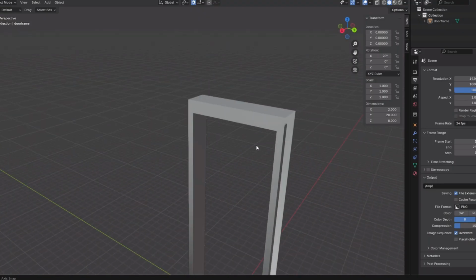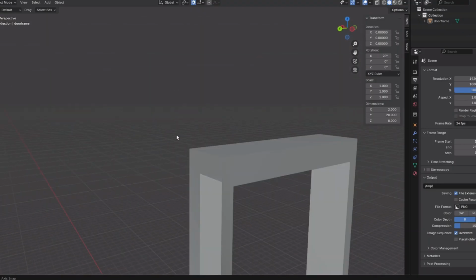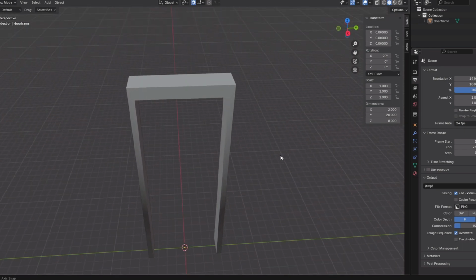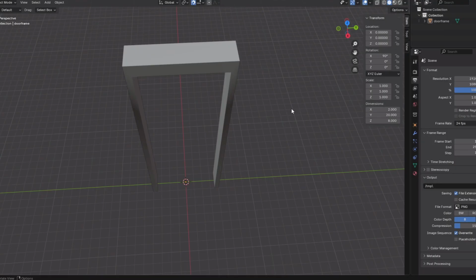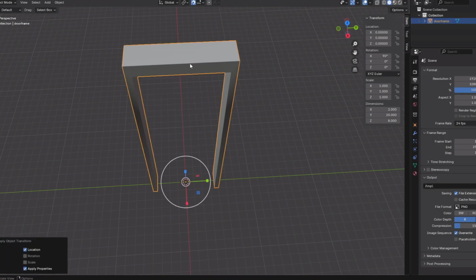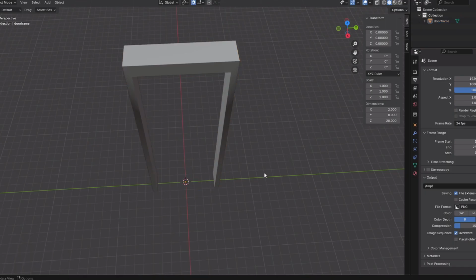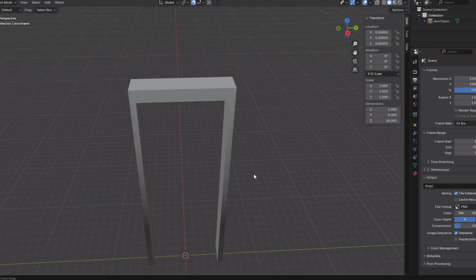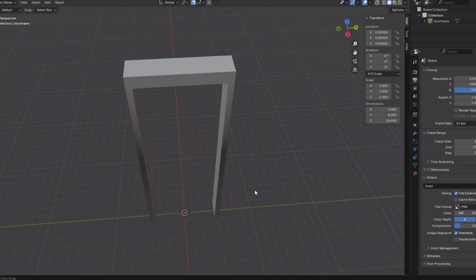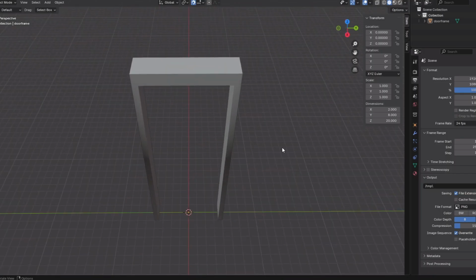I am a little worried that some of the faces might be inside out. I don't know. Everything seems to be fine with this so far. I am gonna go ahead and Control A, apply location, rotation, and scale. So everything is zeroed out. This is as it should be. And yeah, I'll just convert this over to Godot at some point and see if the faces are inside out. They shouldn't be, but I never really quite know.